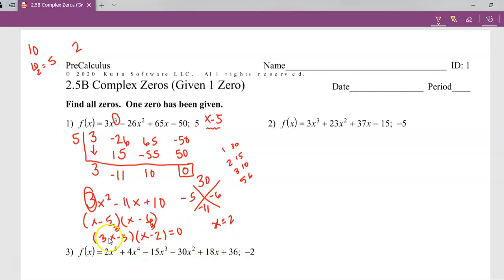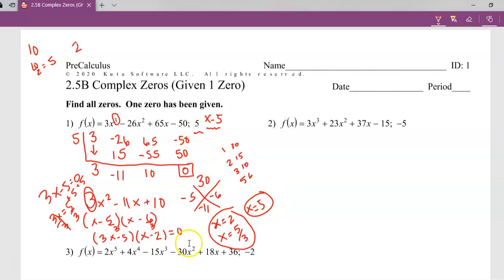For 3x minus 5, remember, set it equal to 0 and solve for x. So I would add 5 to both sides. So 3x equals 5. Divide by 3, and x is equal to 5/3. So here are the other 2 zeros that we found. And then don't forget x equals 5 was also one of the zeros. That's the one that was given to us. So those are the 3 zeros for this function.